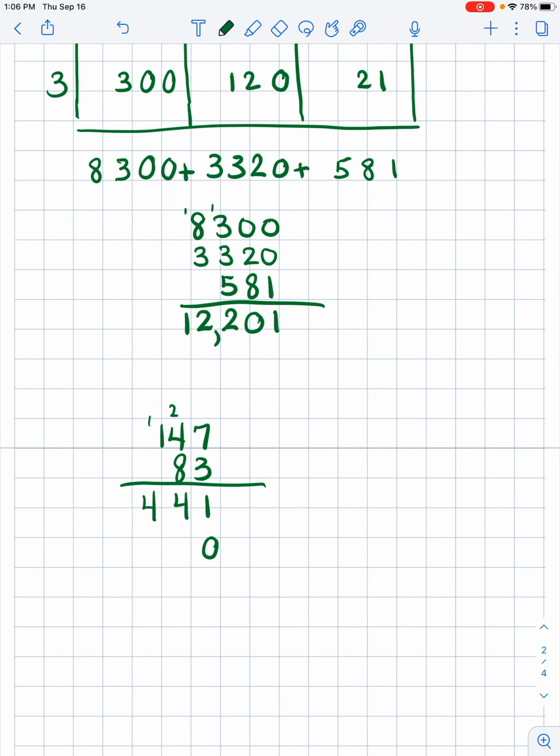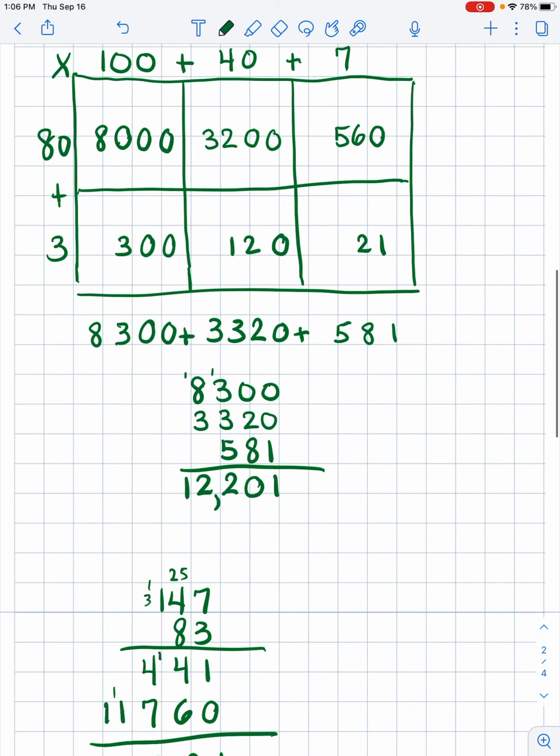8 sevens are 56. 8 fours are 32. And 5 is 37. And 8 ones are 8. And 3 is 11. We get 1. 4 plus 6 is 0, with carrying the 1 because it's 10. 7 and 5 is 12. 1 plus 1 is 2. Okay, and there we go.